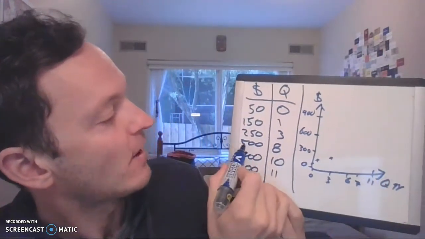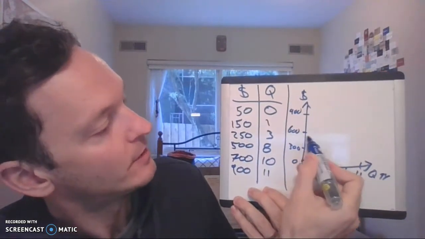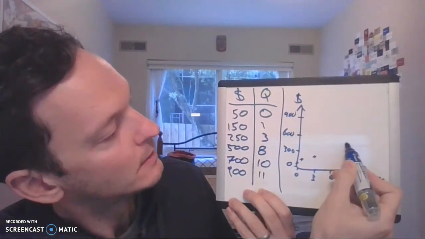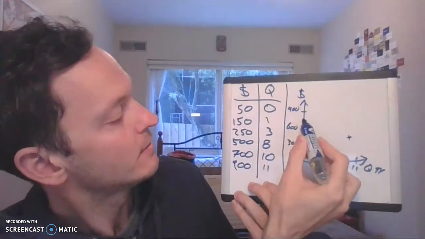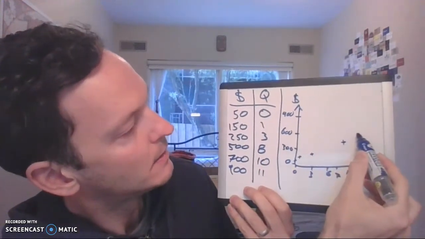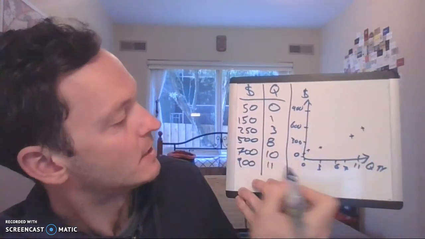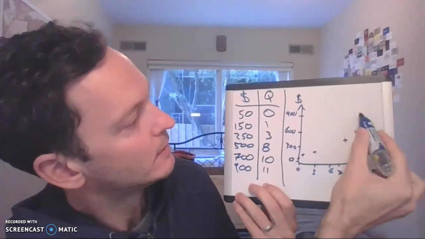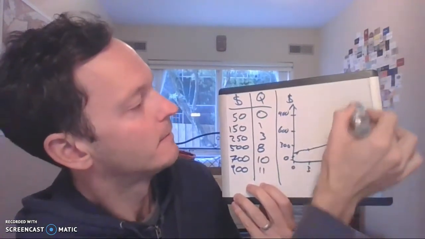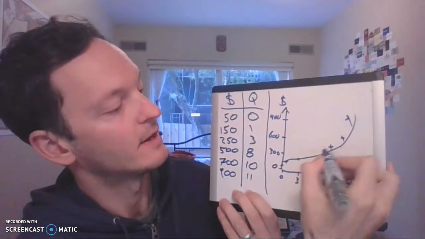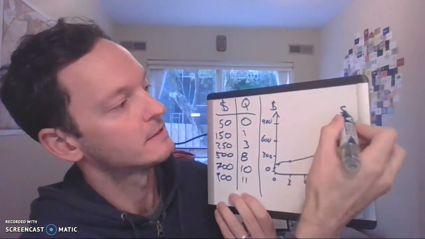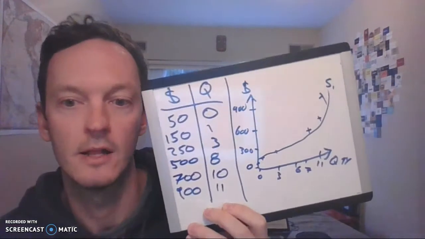All right, so then we've got 500 to 8. So we go up to 500 and then across to 8. Then we go up to 700 and across to 10. And we go up to 900 and across to 11. So this is our supply line. And we're going to mark that with an S1 because it's the first supply line.